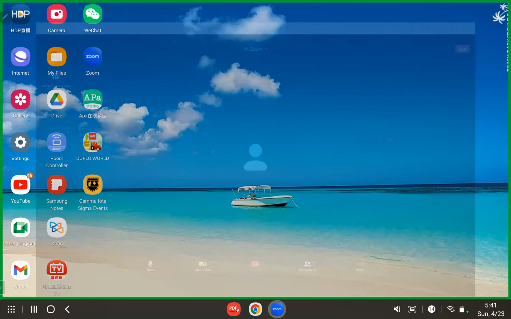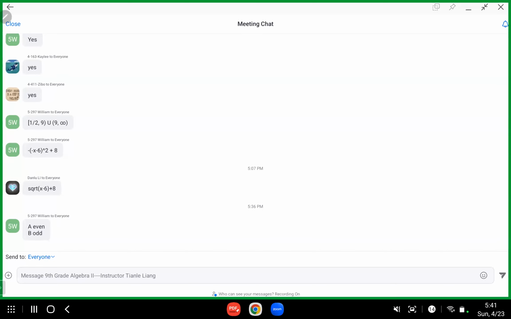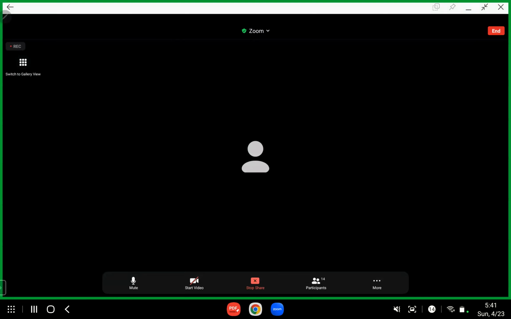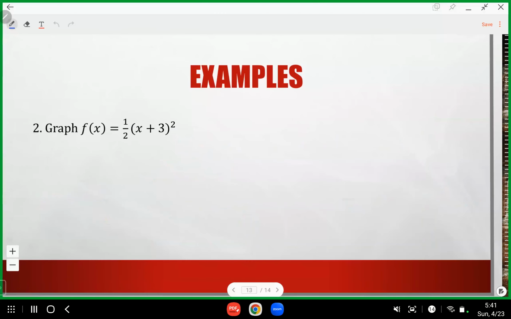Are there any questions with this? William, I saw that you got B incorrect and you said odd. A lot of people make that mistake, so make sure you check before. And let's go on to example 2, which is to graph f of x is equal to 1/2 times x plus 3 squared.